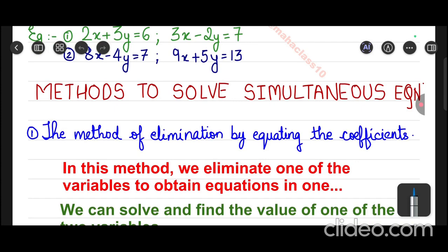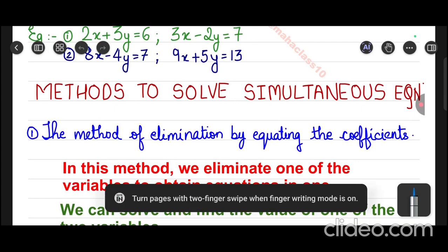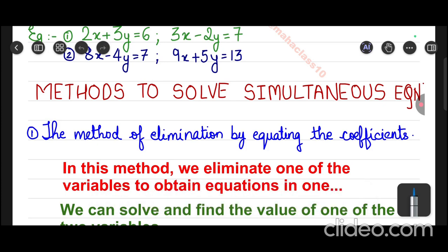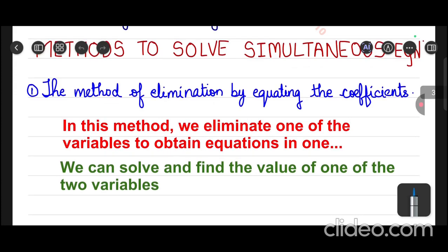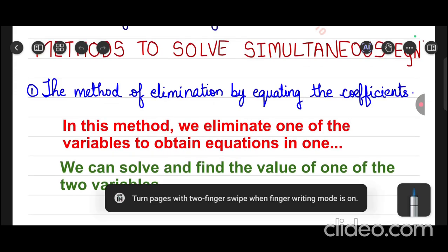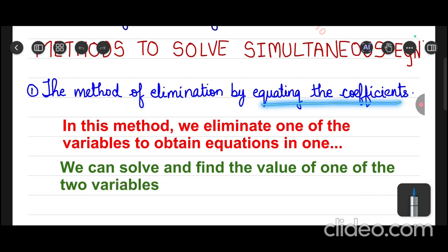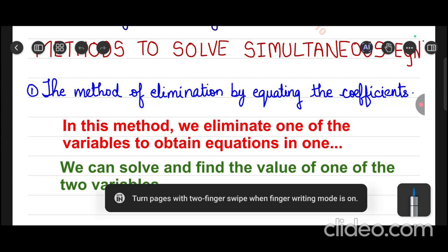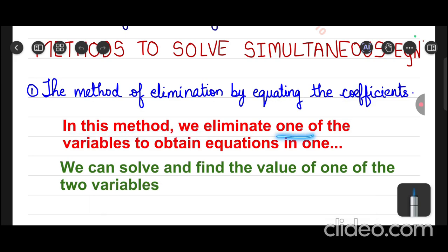Now we have methods to solve simultaneous equations. In this chapter, we will be looking at the methods to solve these simultaneous equations. We have a few methods. We shall look at those methods one by one. First method is the method of elimination by equating the coefficients. In this method, we eliminate one of the variables to obtain an equation in one variable. We can solve and find the value of one of the two variables.